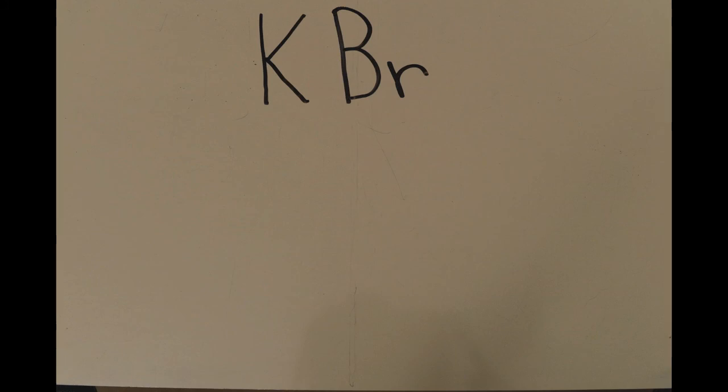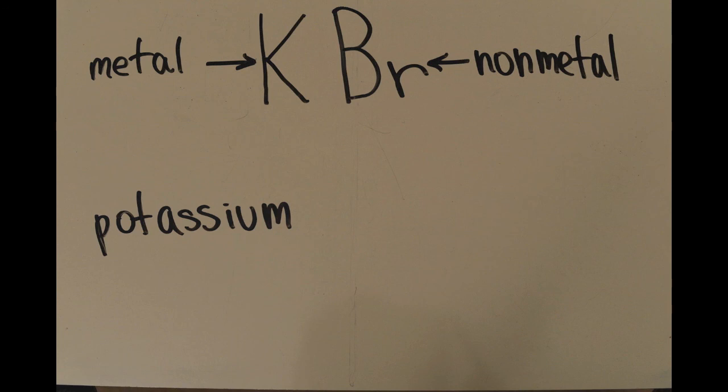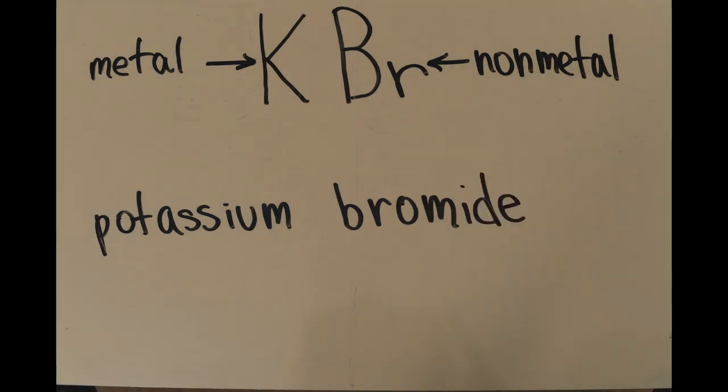Our first example is KBr. K, potassium, is the metal, and Br, bromine, is the nonmetal. To name this, you start with the metal, so that would be potassium. Then you go to the nonmetal, and remember to change the ending to "ide", so you would have bromide. Thus, the name of KBr would be potassium bromide.